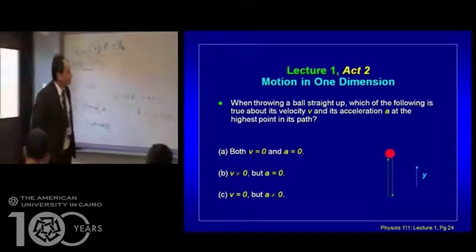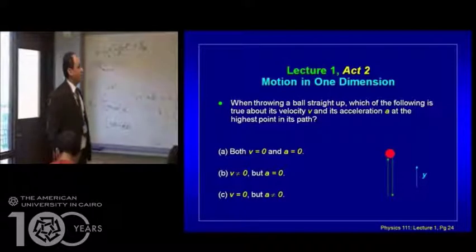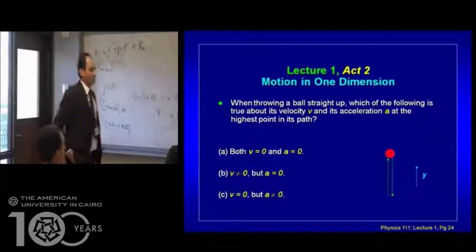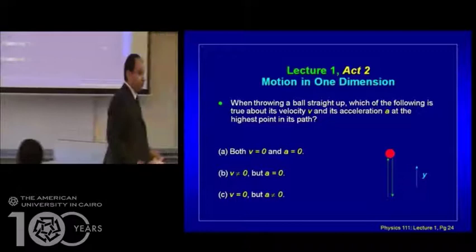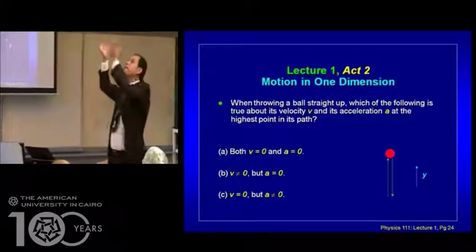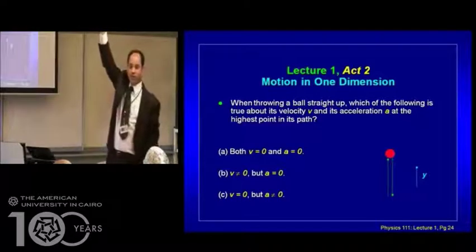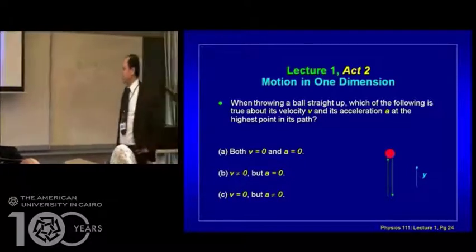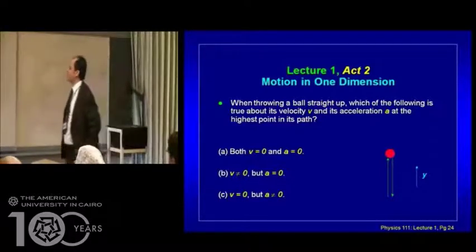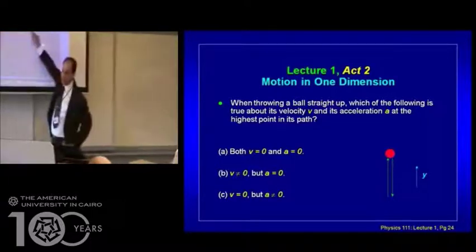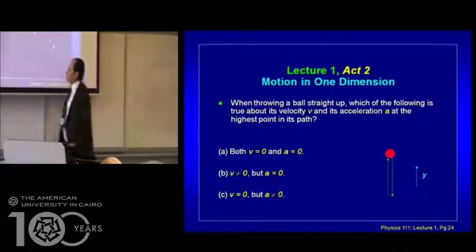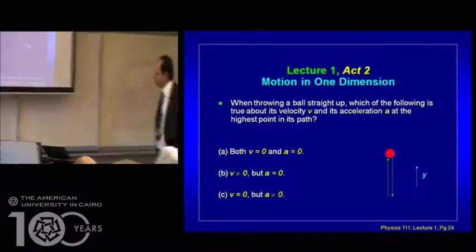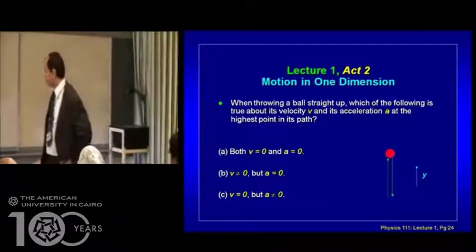This is when you throw an object straight up. Which of the following is true about the velocity and the acceleration at the highest point in its path? So if I throw this object up, it goes to a maximum point, then it returns back. I have written 3 statements there. The first one says the velocity and the acceleration at the topmost point is 0. The second one says the velocity does not equal 0, but the acceleration equals 0. The third one says the velocity equals 0, but the acceleration does not equal 0.